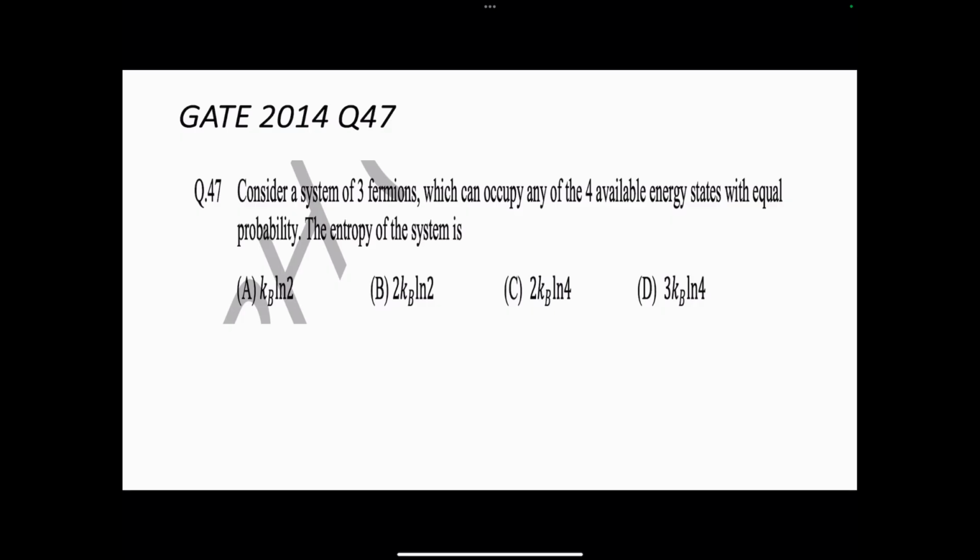So this is GATE 2014 question number 47, which states that consider a system of 3 fermions which can occupy any of the 4 available energy states with equal probability. The entropy of the system is. So we need to find out the entropy of the system, and this is particularly a statistical mechanics based concept through which we can calculate the entropy of the system when certain particles like fermions in this case are present. So 3 fermions, 4 available energy states are there. So let's see how to proceed for this particular problem.